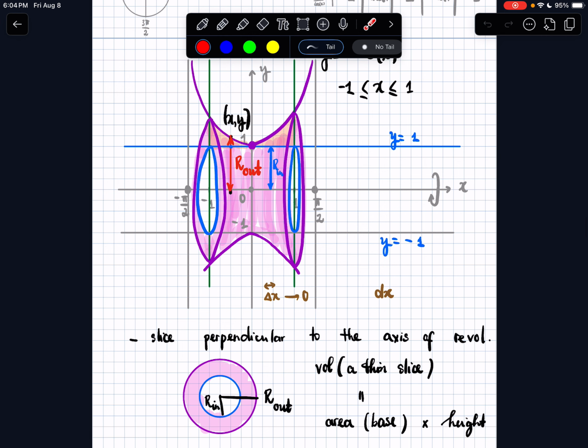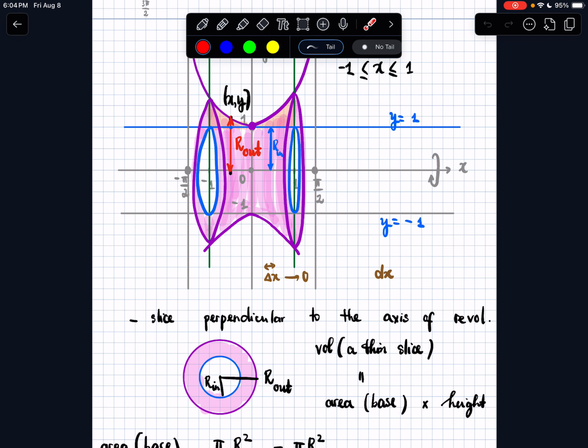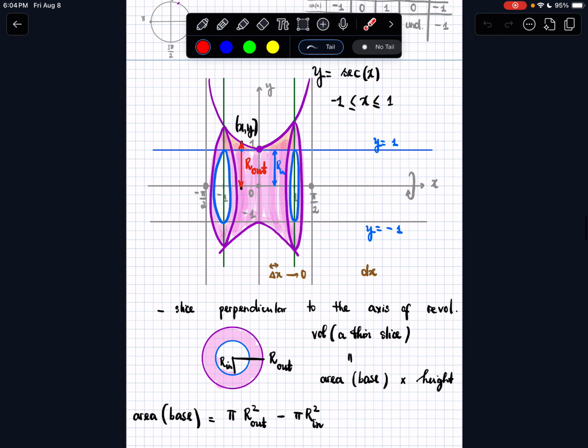Each cross section is a washer. So one cross section is, we cut this solid by this plane, and one cross section looks like this washer. The outer radius of the washer is the distance from the outer curve, which is this purple curve, to the axis of revolution. So outer radius is this length. The inner radius is the distance from the point on the inner curve to the axis of revolution. In our case, it is this length.